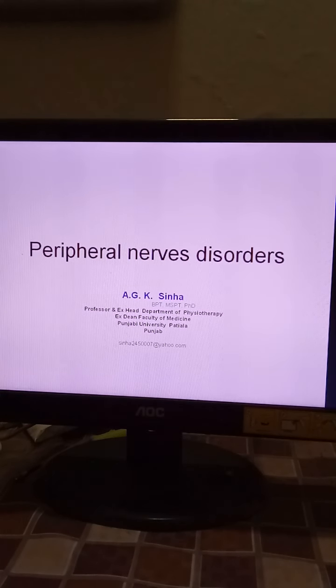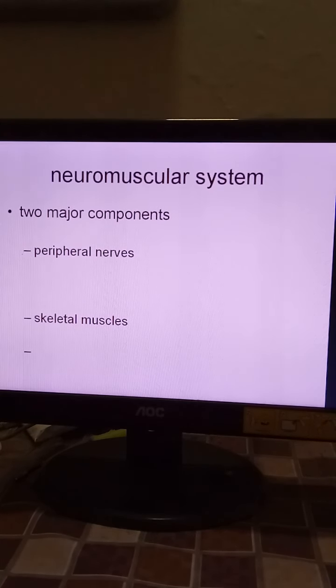In this present lecture, we shall be talking about the disorders of peripheral nervous system. Peripheral nervous system regulates neuromuscular system. Now, there are two major components of neuromuscular system. One is peripheral nerves and another one are the skeletal muscles. So the end result of either the peripheral nerve disorder or the skeletal muscle disorders are ultimately reflected in the functioning of skeletal muscles.